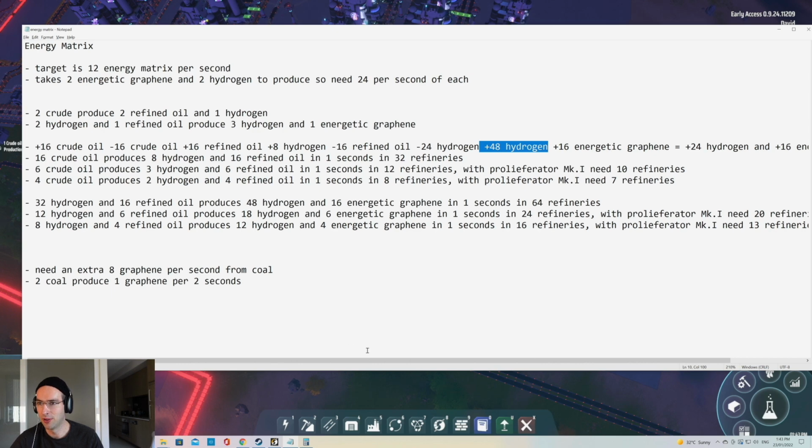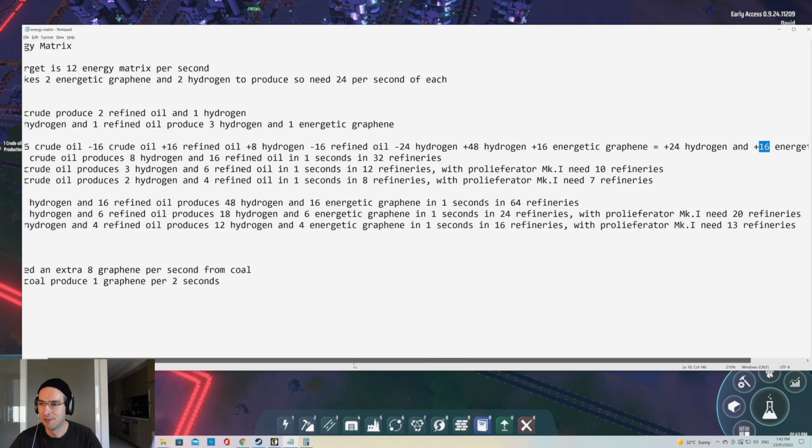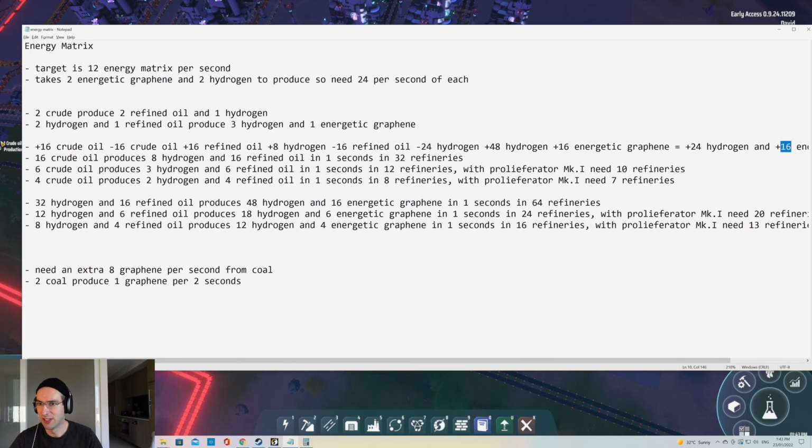We need 24 per second of each. So then you need to supplement this 8 per second energetic graphene with energetic graphene from coal, which is what you saw earlier, right? So this is the end-to-end production line. This is essentially what needs to happen.